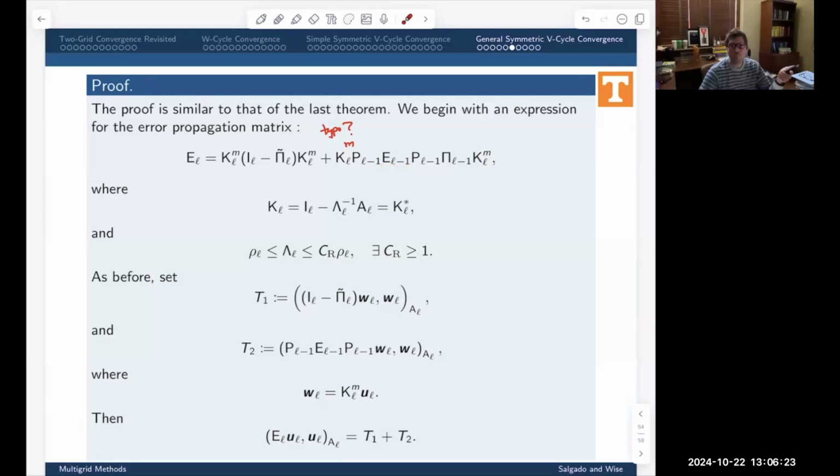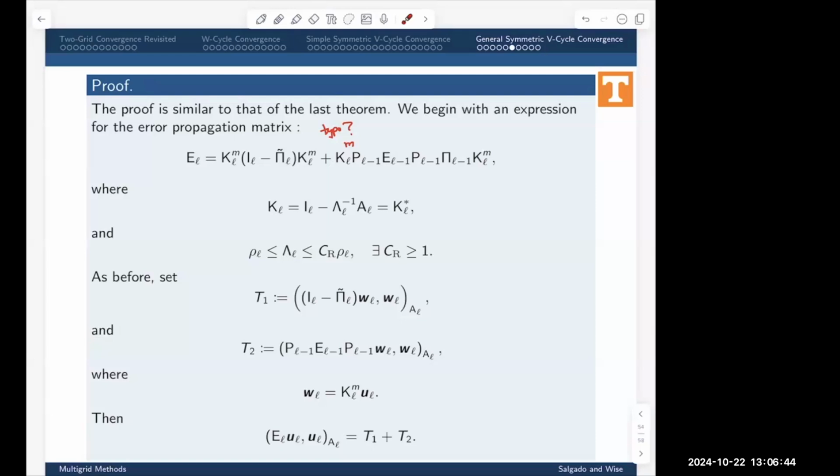K_L, of course, is the error transfer for smoothing. And because my iterator matrix is symmetric, this is equal to its own adjoint with respect to the A_L inner product. Remember, star means adjoint with respect to the A_L inner product.